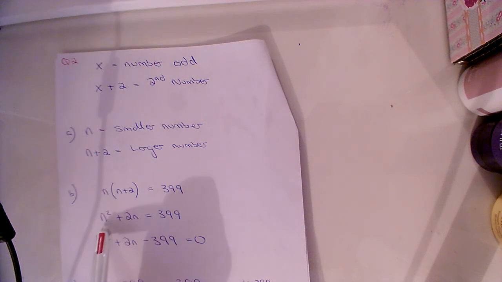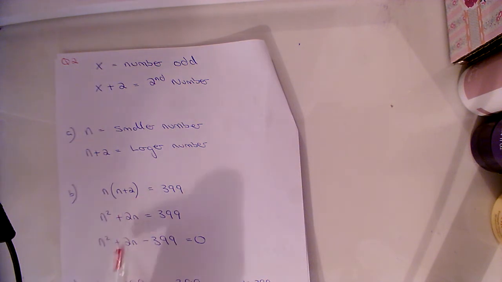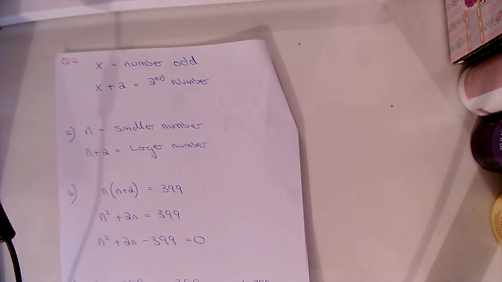So n times n is n squared. N times 2 is 2n. That's equal to 399. So I have n squared plus 2n. I bring over my 399 and I have minus 399 is equal to 0. Okay, and I'm asked to solve this equation and hence write down the 2 odd natural numbers.